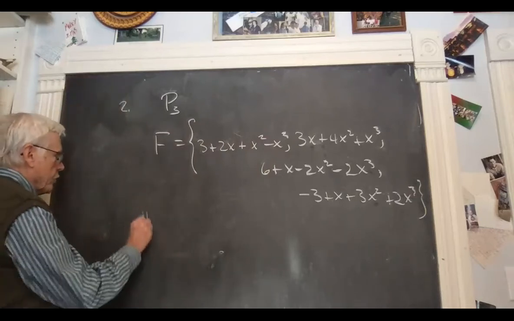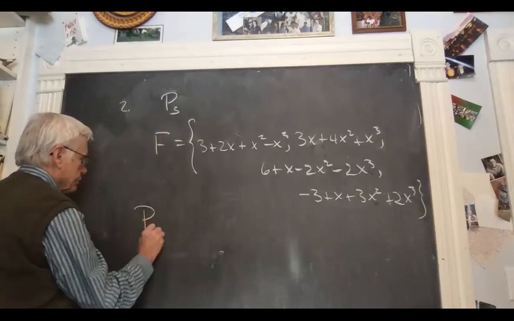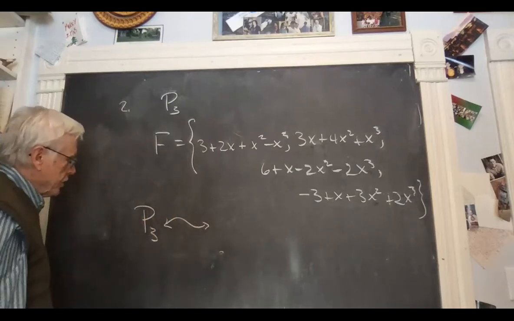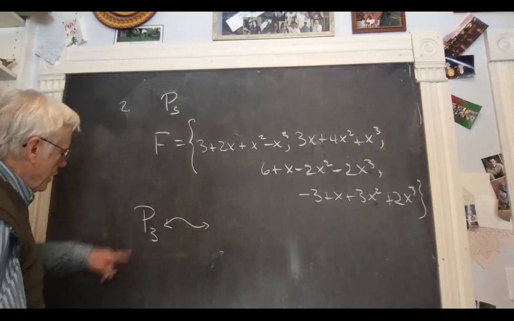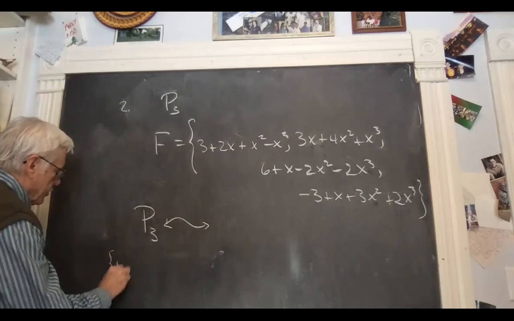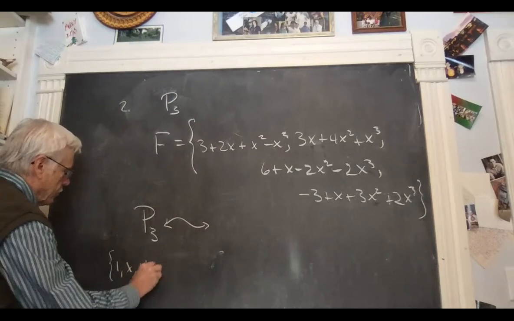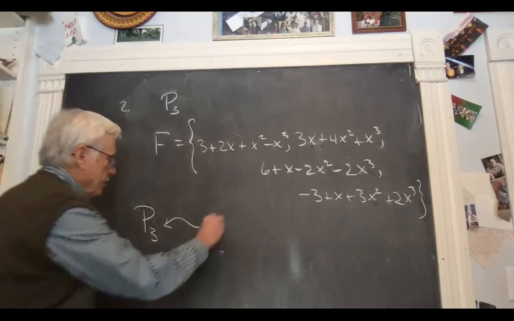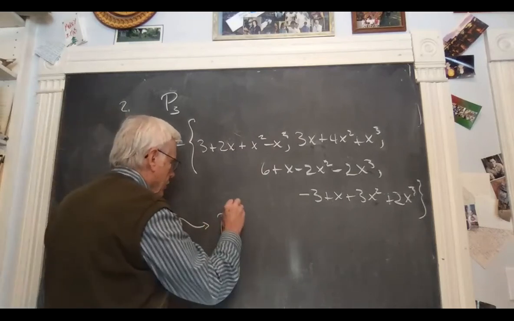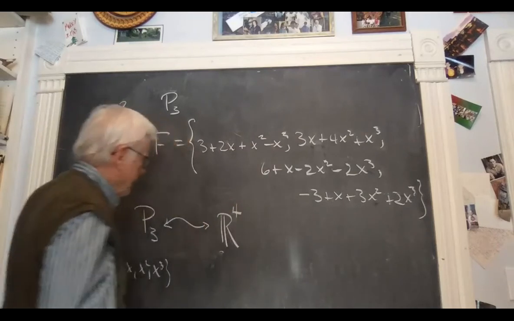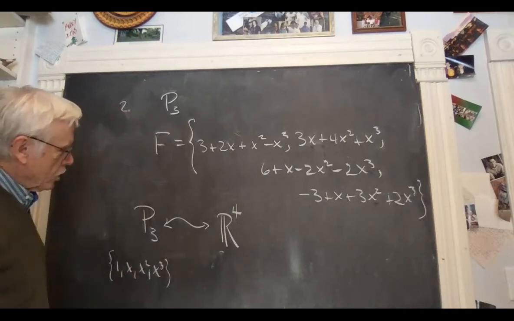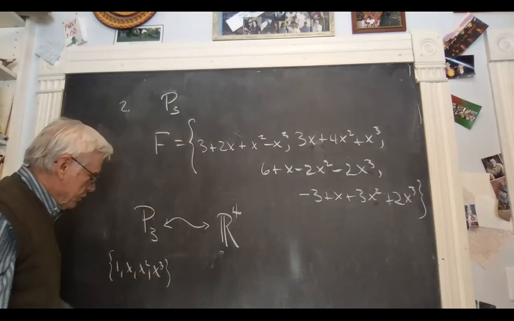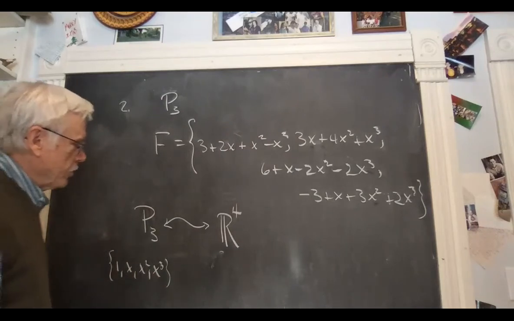I would look at P3, and I would say, we've sort of looked at this. This has a standard basis of constant, x, x squared, and x cubed. So this is a 4-dimensional space. It is associated with R4. So these two work alike as linear spaces, and we can use this information.